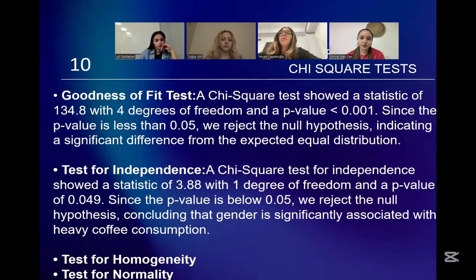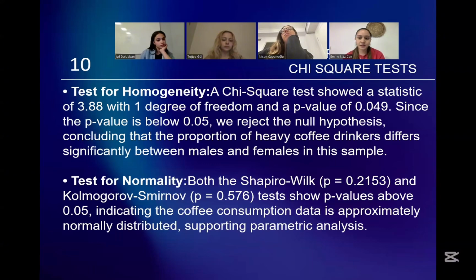There were other chi-squared tests as well. The goodness of fit test revealed that coffee consumption is not evenly distributed, and the test for independence showed a significant association between gender and heavy coffee consumption. Similarly, the homogeneity test confirmed that heavy drinking rates differ between men and women. The normality test supported using parametric methods as the data was approximately normally distributed.